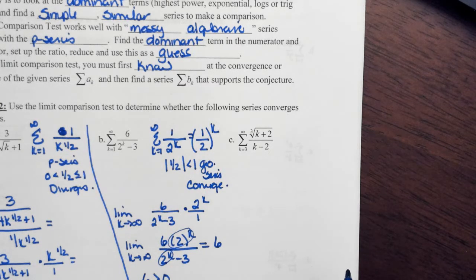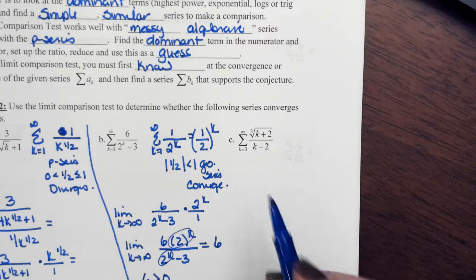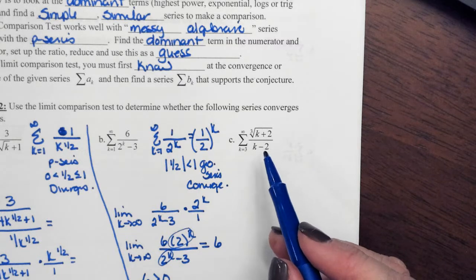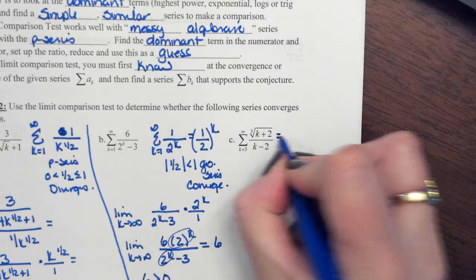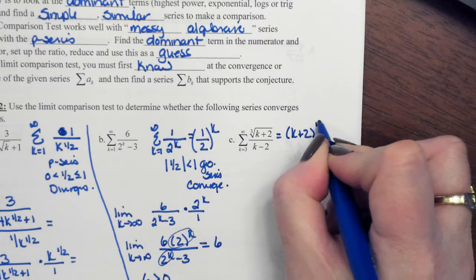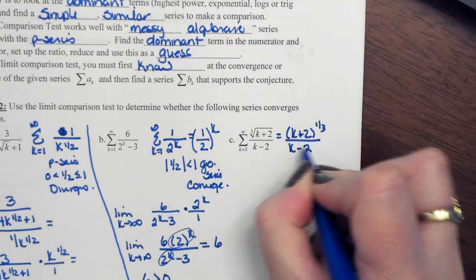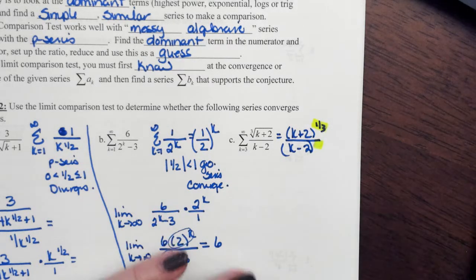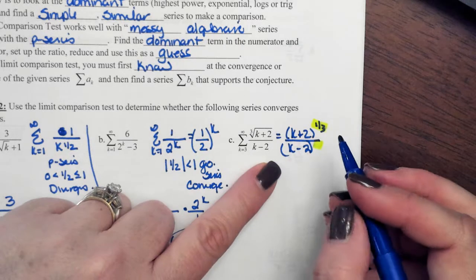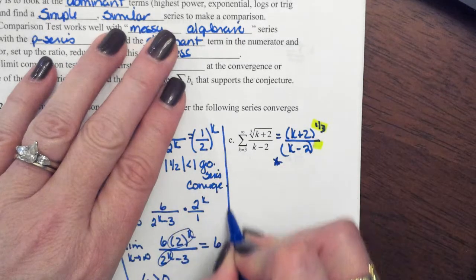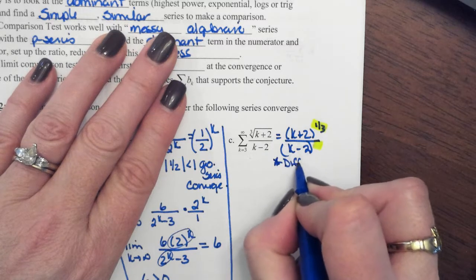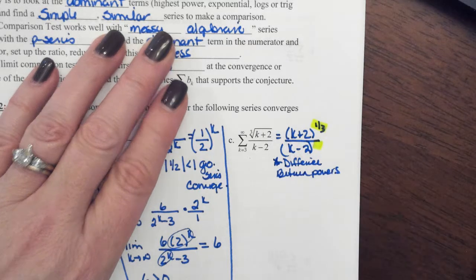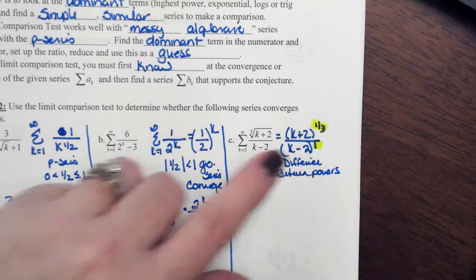So now if you take a look at the next one, k is equal to 3 to infinity, the cube root of k plus 2 divided by k minus 2. So again, I can write this as k plus 2 to the 1/3 over k minus 2. Now notice this is a case where the powers of the numerator and denominator are different. So to find a good p-series to compare this to, what you want to do is find the difference between the powers, to find the p-series to compare it to. So you have 1/3 minus 1.